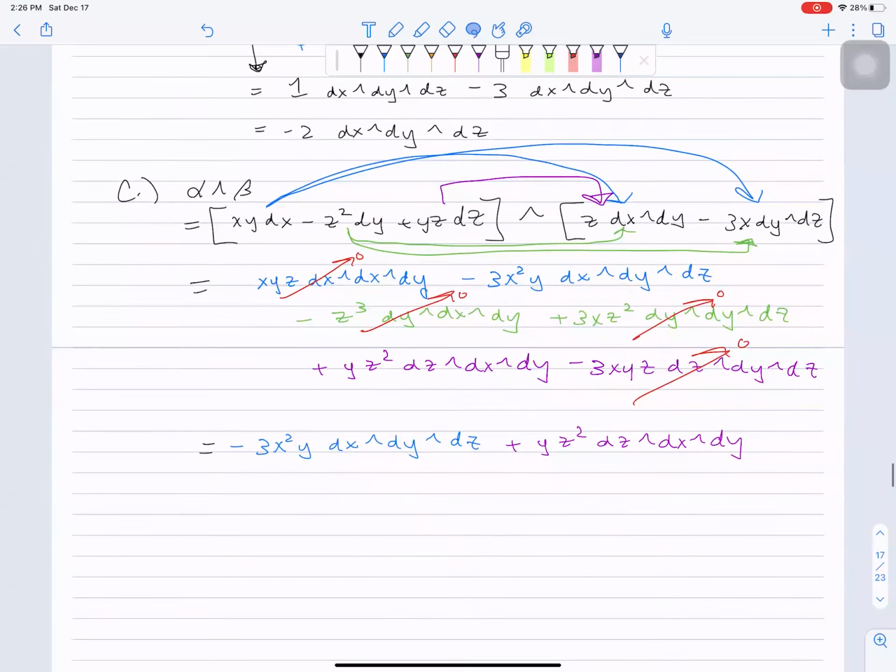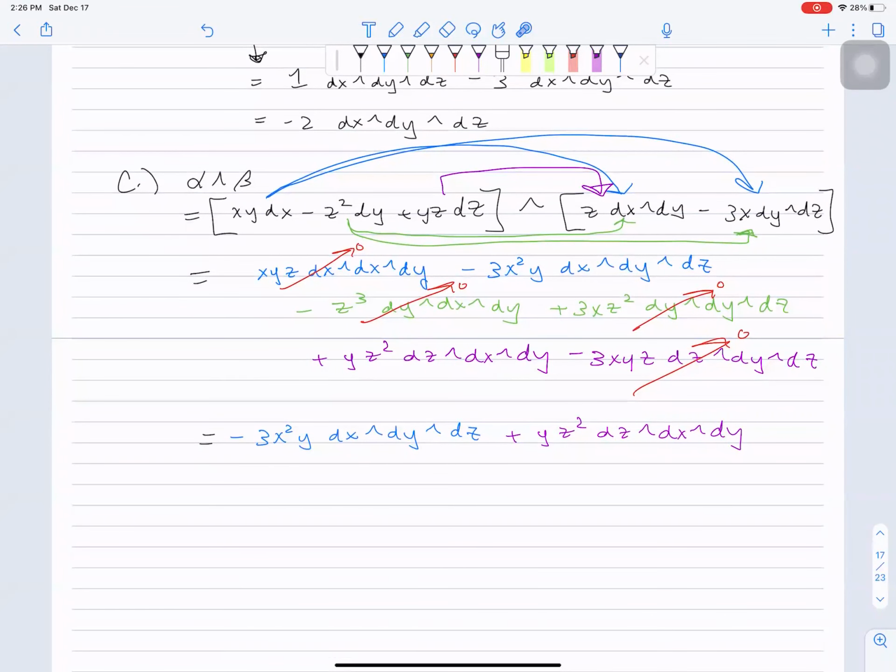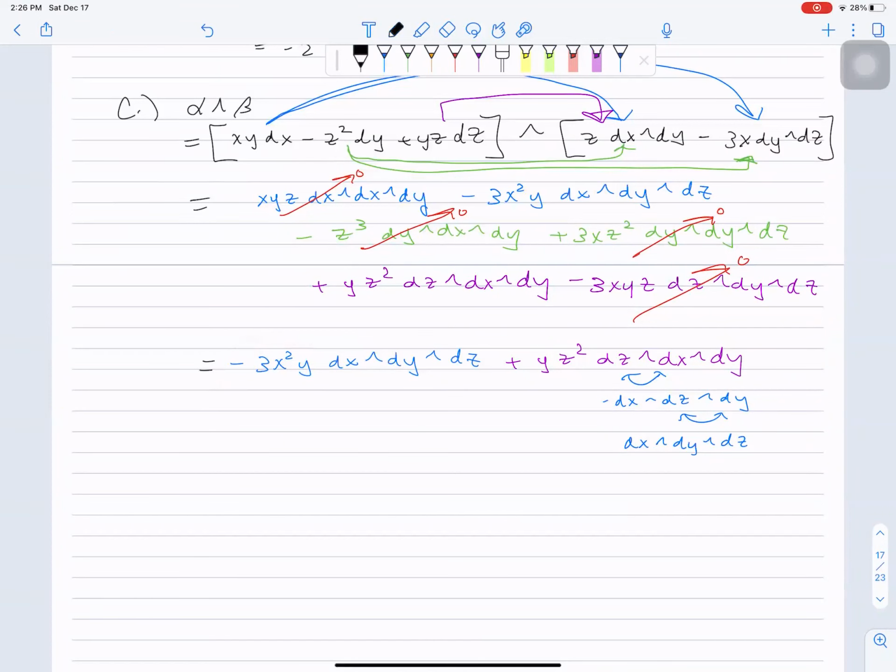Now again, I can simplify this a bit if I wanted to by making it all dx dy dz. So what happens when I change this up? I know that a negative sign comes out if I swap these two. Then another negative sign comes out if I swap, so it stays the same. So I have the blue thing plus the purple thing. So my final answer is negative 3x squared y plus yz squared, dx wedge dy wedge dz.